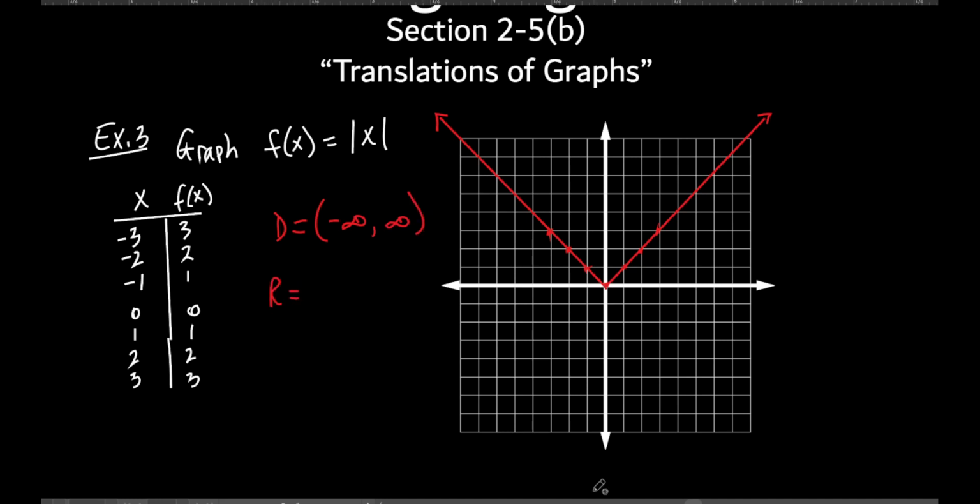What about the range? The range means all the possible y values. So is there anywhere here where I'm not going to get any y values? And where would that be? Well, now zero. If I put 0 in for x, I get a y for x.